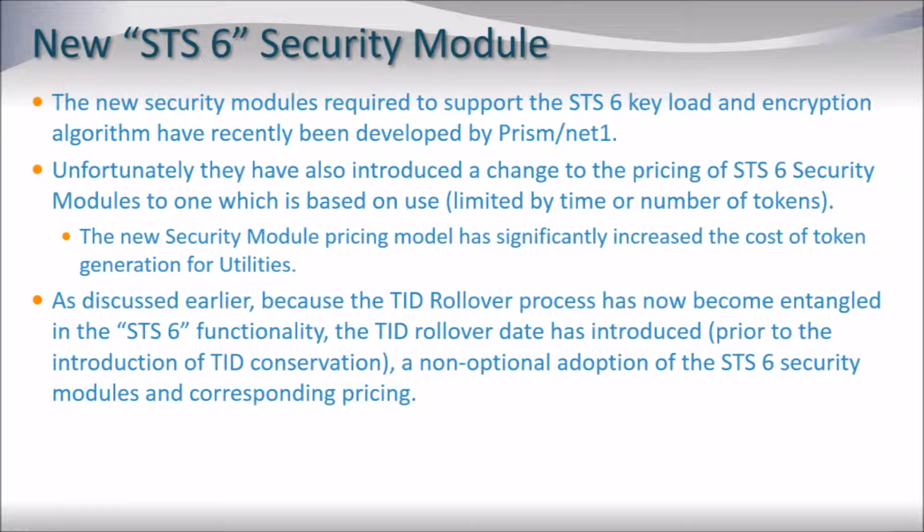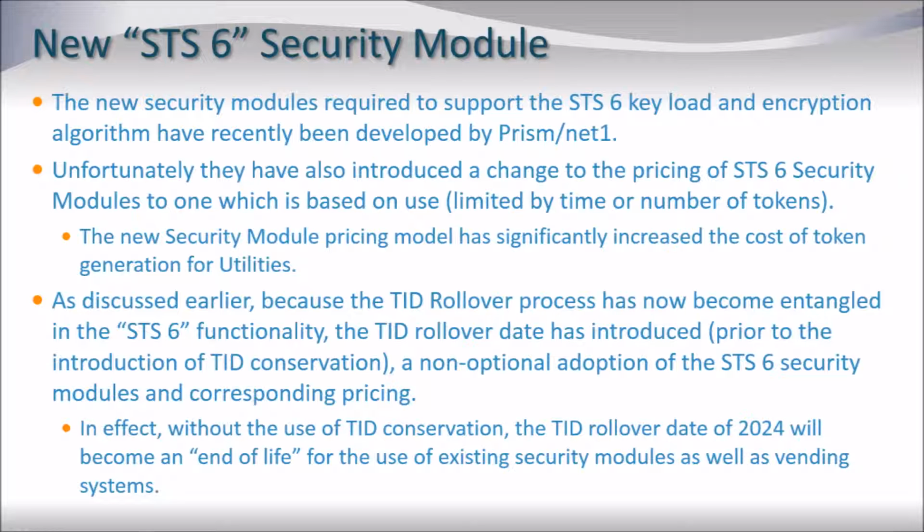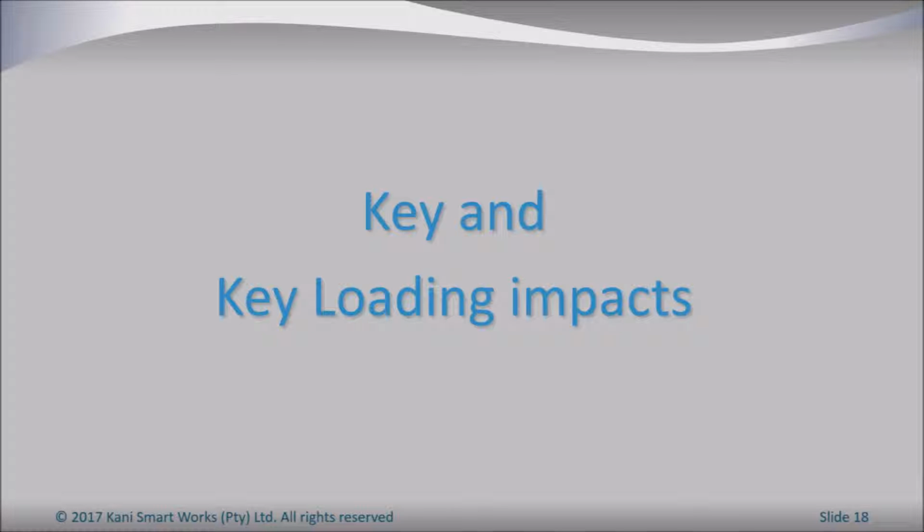The new security module pricing model has significantly increased the cost of token generation for utilities. As discussed earlier, because the TID rollover process has now become entangled in the STS 6 functionality, the TID rollover date has introduced, prior to the introduction of TID Conservation anyway, a non-optional adoption of the STS 6 security modules and corresponding pricing to utilities. So in effect, without the use of TID Conservation, the TID rollover date of 2024 will become an end of life for the use of existing security modules as well as the vending systems. It is very important that utilities understand the consequences of all of the above.